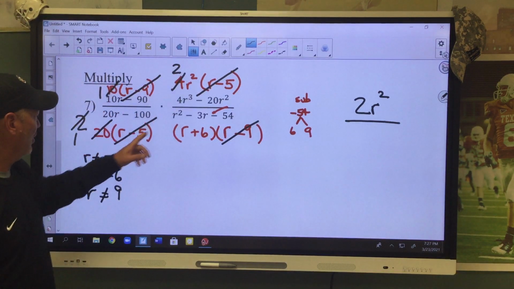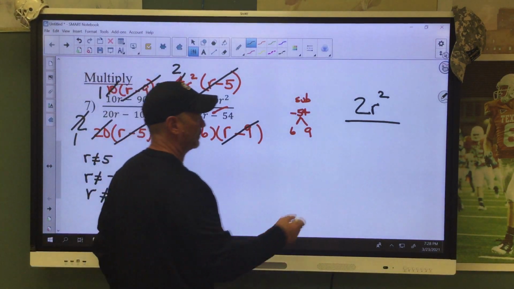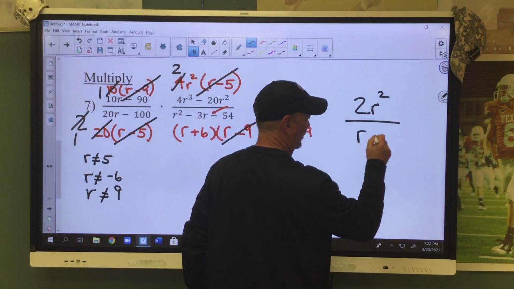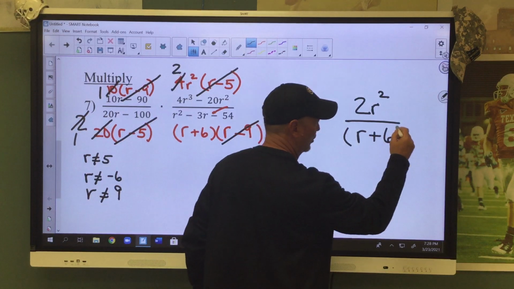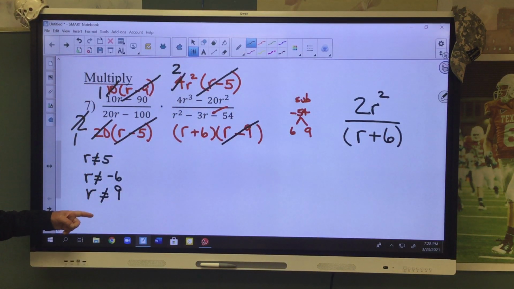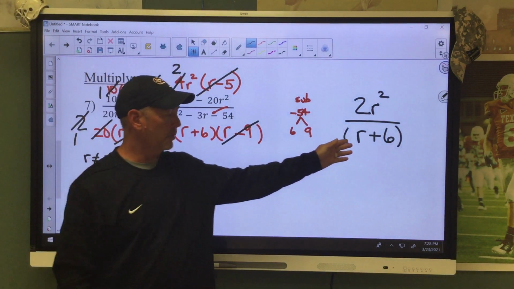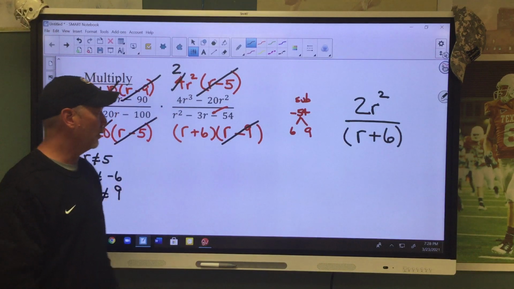In the denominator, all I have left is r plus 6. You can put that in parentheses if you'd like, okay? So, here are my excluded values. This is my simplified answer after multiplying, okay? Let's keep going.